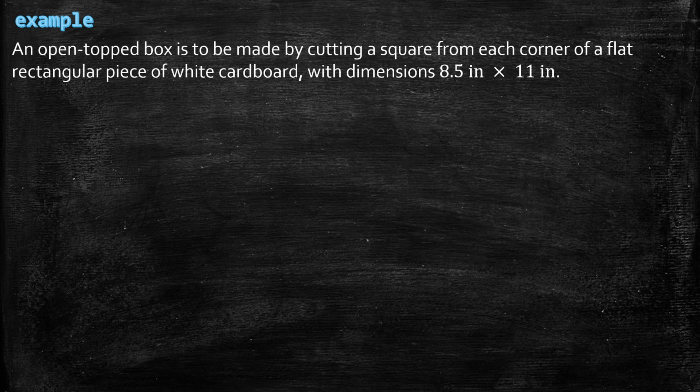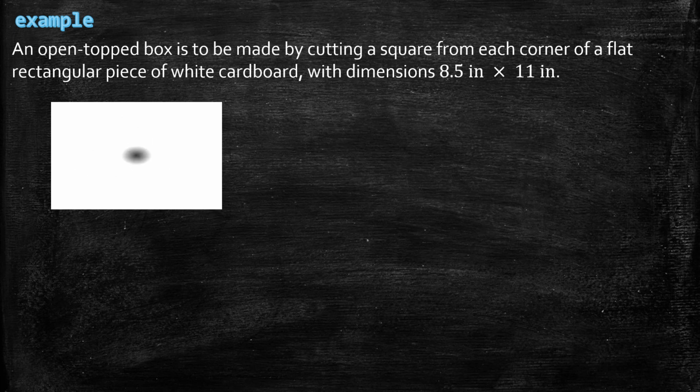So we're going to start with a classic optimization problem, which you find in most textbooks. So here we go. An open top box is to be made by cutting a square from each corner of a flat rectangular piece of cardboard with dimensions 8.5 by 11. So let's get that. So this width is 8.5 and this length is 11. And we are going to cut a square from each corner. So they're going to be the same congruent squares.